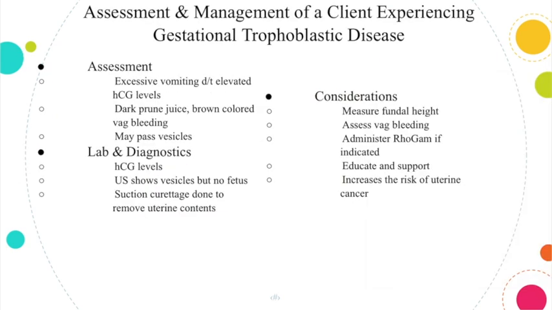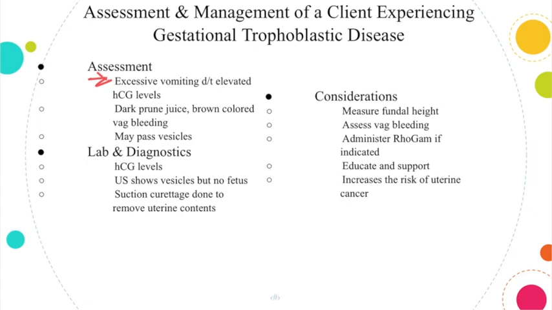So the patient's going to present to the emergency department. They may not even know they're pregnant, but they're going to come in with excessive vomiting. Well, why? Because when somebody has a molar pregnancy, their HCG levels are through the roof. It's one of the things that go with this kind of condition. And because your HCG levels are so high, it causes this excessive vomiting.